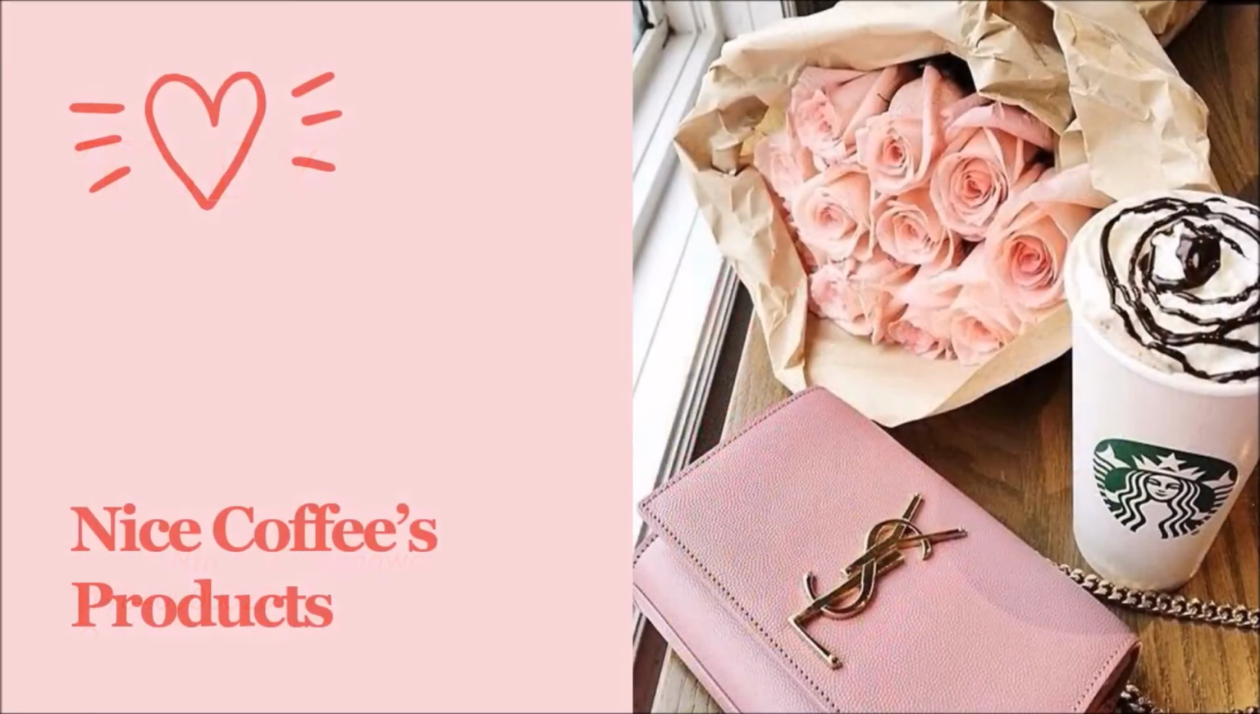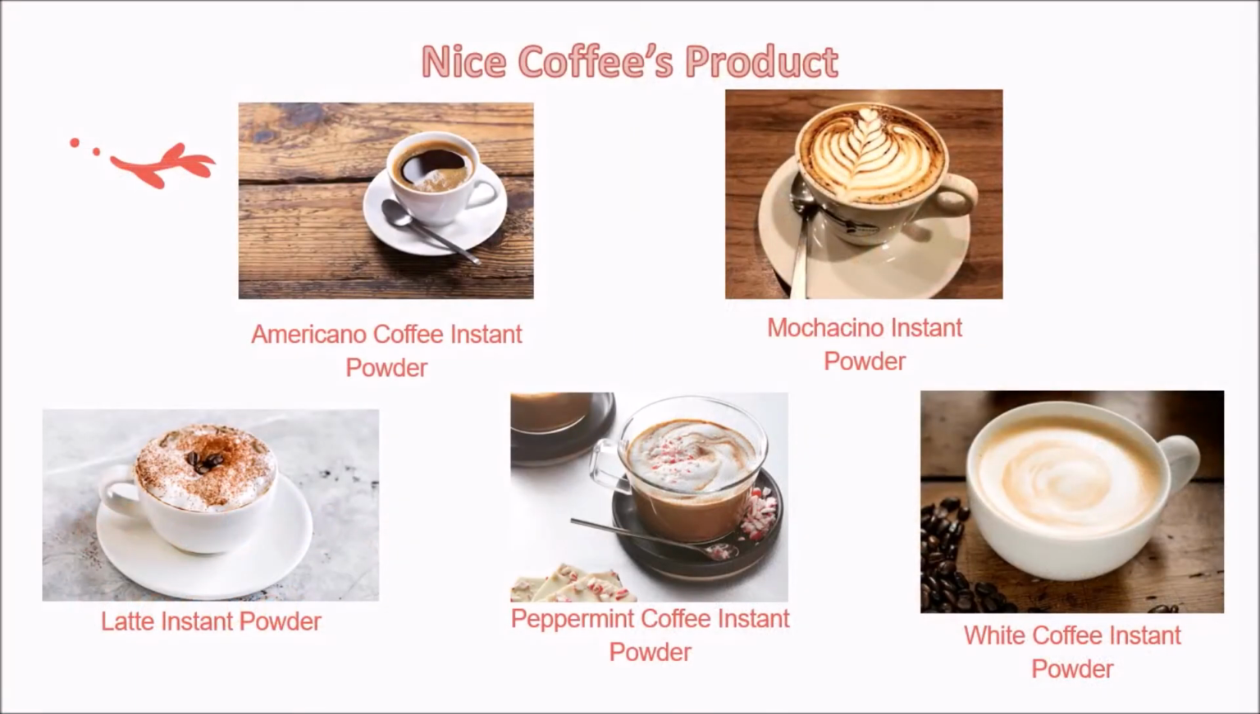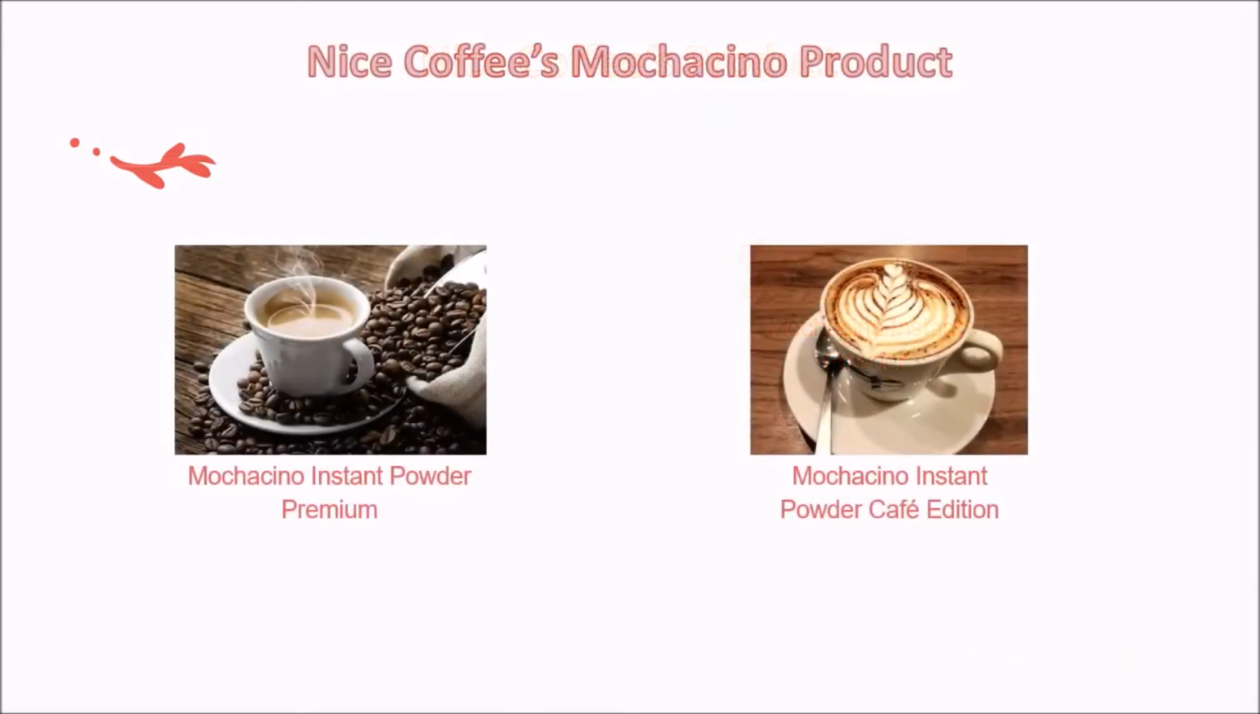In this case study, I use Nice Coffee products that produce coffee. We have many variants like Americano, Mochaccino, Latte, Peppermint, and White Coffee. But in this case, we use Mochaccino instant coffee. And then we have two variants: a premium and a cafe edition. For premium, we use Luwak bean, and for the cafe edition, we use Arabica bean.